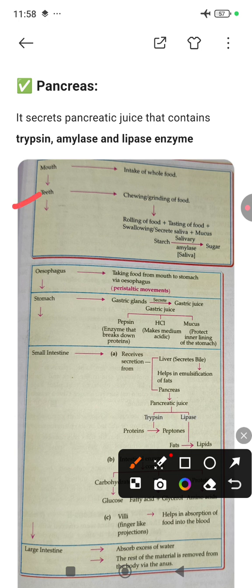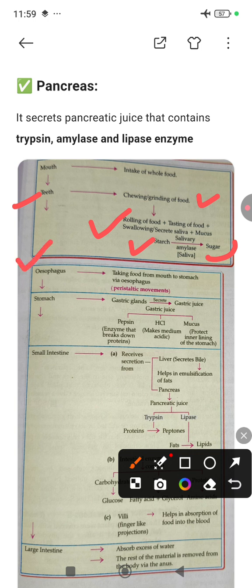So what is the function of the teeth? Chewing and grinding of food. Rolling of food, tasting of food, swallowing, secretion of saliva and mucus are the parts of the tongue. Clear? So salivary amylase is present inside the saliva, which acts on the starch and converts the starch into sugar. So these are the parts of the mouth, and the first digestion process takes place inside the mouth, and the first product digested is starch.